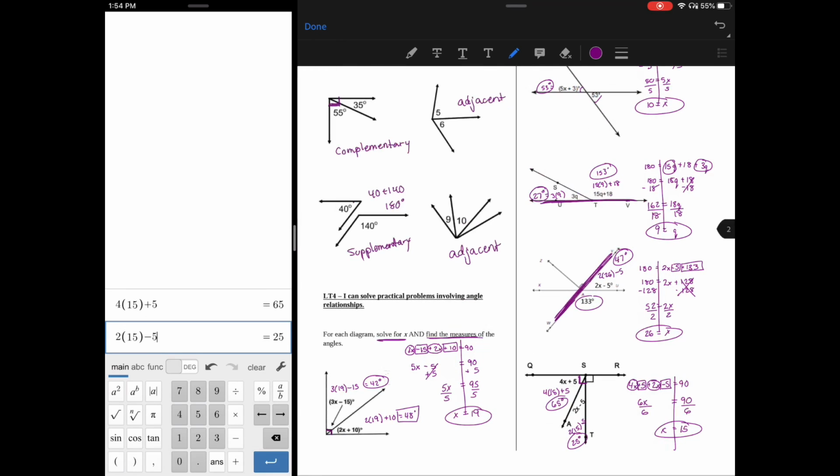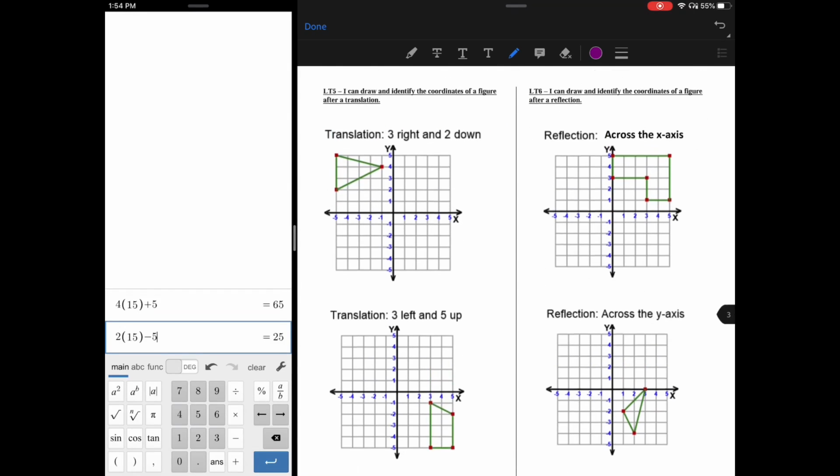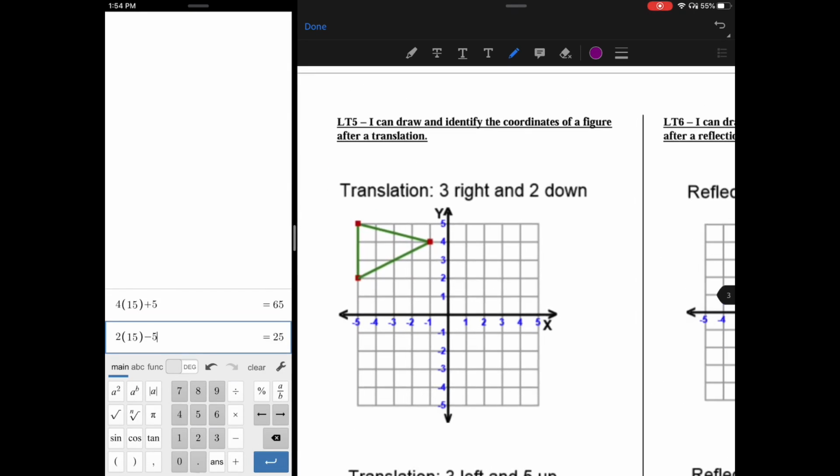So that takes care of our fourth learning target. It's a big difference there. And we'll move on to our last couple of learning targets. These are dealing with transformations, and we're just drawing and identifying the new coordinates of a figure after we translate.